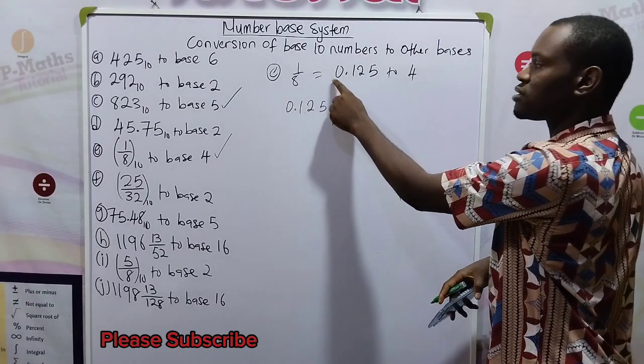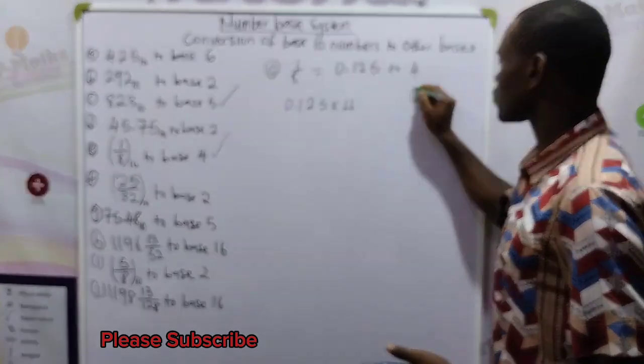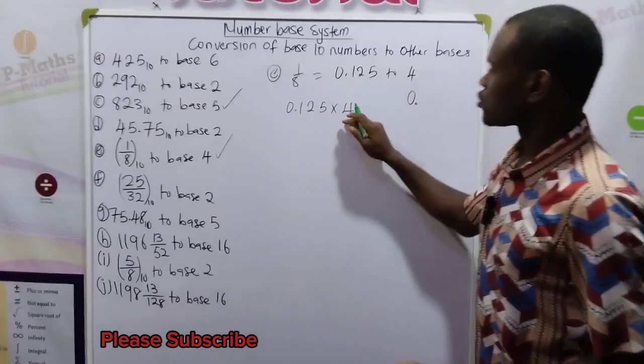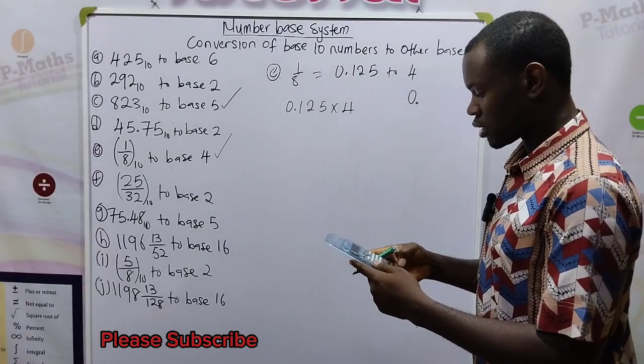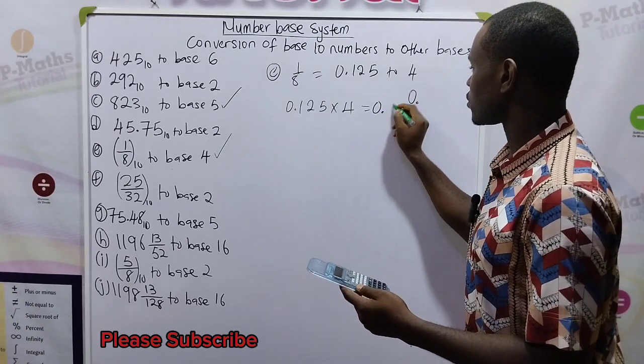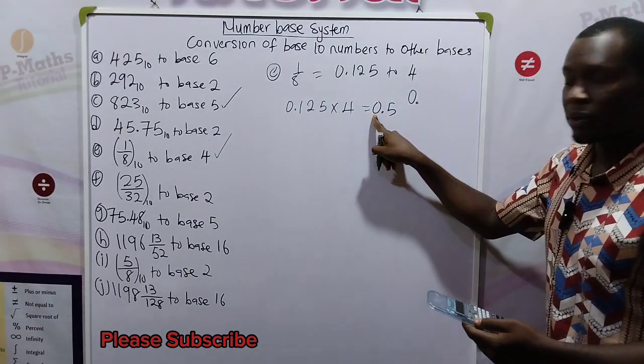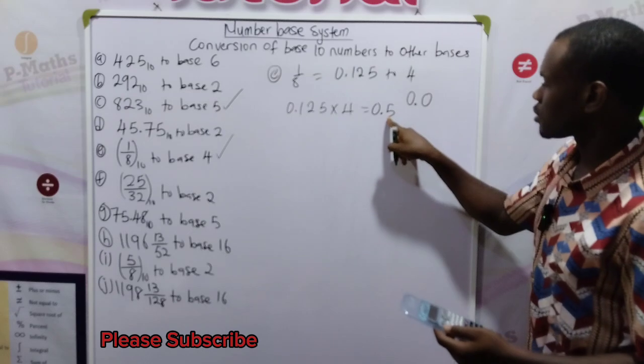We don't have to divide anything because we don't have a whole number. All we have is what? 0. So for your answer, you are going to have 0 point something, right? So multiply 0.125 times 4. That is giving me 0.5. Now take the whole number part and put here. Take down this.